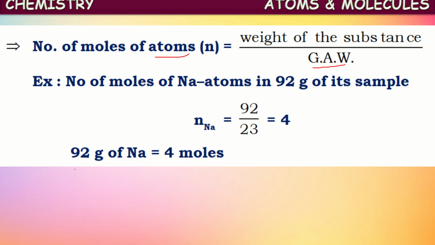So, the number of moles of sodium atoms in 92 grams of its sample. See here, example problem: the number of moles of sodium atoms present in 92 grams of its sample. We need to find the number of moles of sodium, which is equal to weight by gram atomic weight. The weight of the sample is 92 grams. So 92 by 23. So the number of moles is 4. So 92 grams of sodium contains 4 moles. That means 4 moles of sodium is 92 grams.